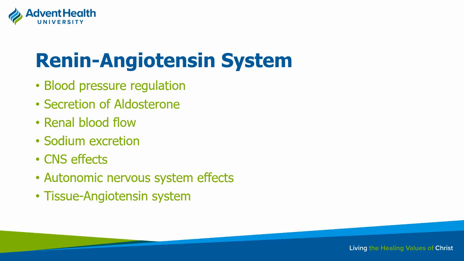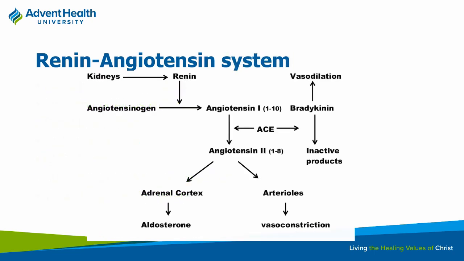We're going to see that this has an effect on renal blood flow. We'll see it has an effect on sodium excretion, mainly through aldosterone. We'll see that it affects the autonomic nervous system. There's all kinds of different effects we can see with this. And we'll cover those details, what happens when you start to monkey with the system.